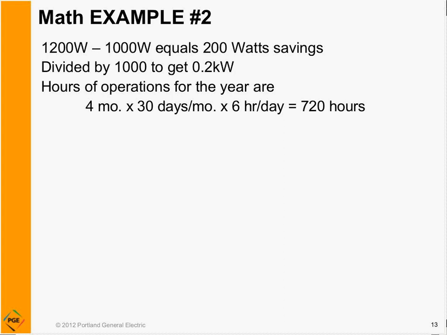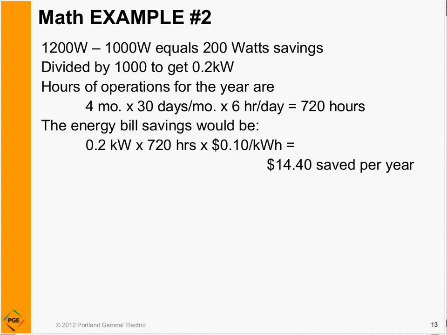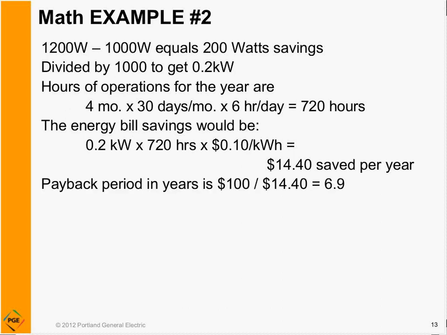If I then figure out the number of hours, it is 720 hours: 4 months, 30 days, 6 hours a day. I've now got all the things I need to do the calculation. 0.2 kW times 720 hours times 10 cents. I save $14.40 a year. Doesn't sound like much, but given that you're only talking about justifying an extra $100, the $100 gets paid back in 6.9 years. Assuming this has a long life of 15 to 20 years, this looks like an economic possibility.